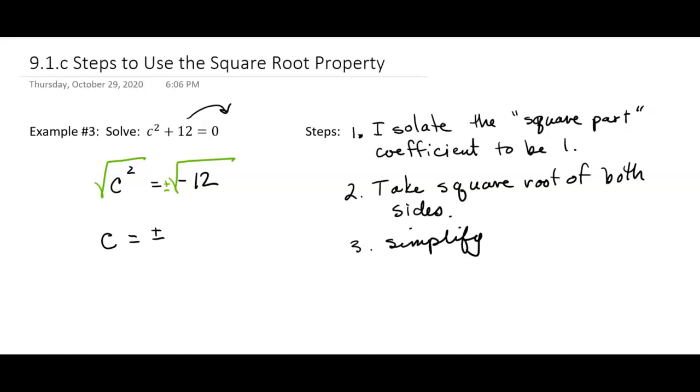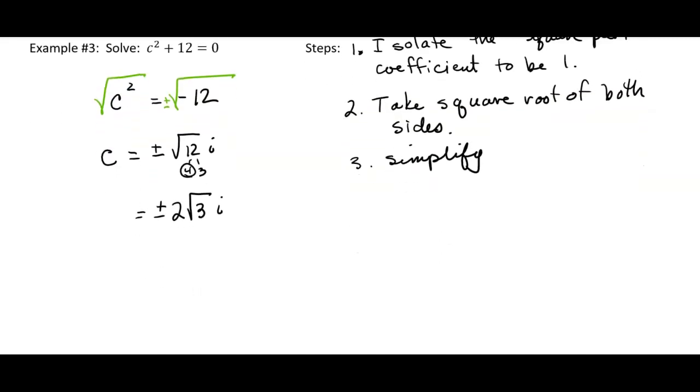Okay, now this one's going to be a little tricky. You've got a radicand that's negative, so that means we need an i. And then the square root of 12 actually breaks down. It's 4 times 3, so we're going to have plus or minus. I'm going to take the square root of 4, which is 2. The 2 goes there, the square root of 3, and then the i. Now, our two solutions are going to be negative 2 square root 3 i and positive 2 square root 3 i.